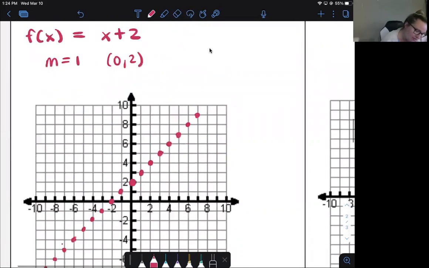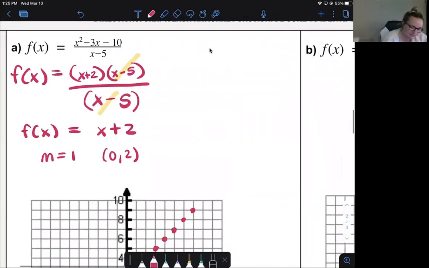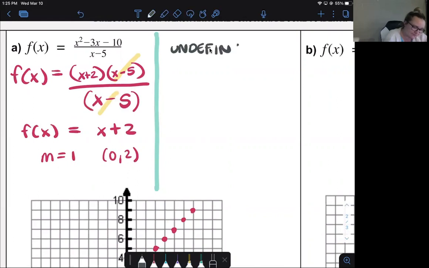So then to find the undefined point, this is where things are going to change a little bit, because for example 1, our undefined point was always using x equals 0. But this time, what would make x minus 5 equal 0? This time x can't be 5.